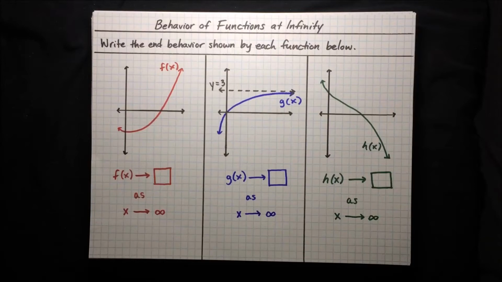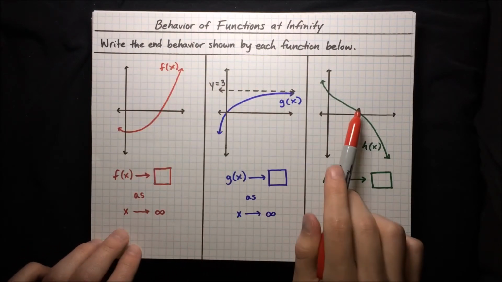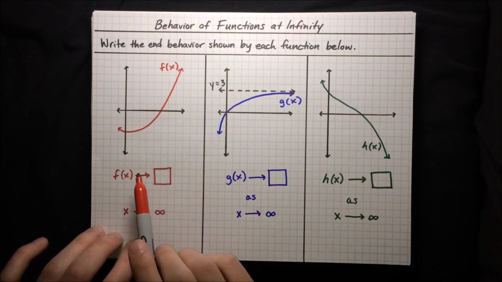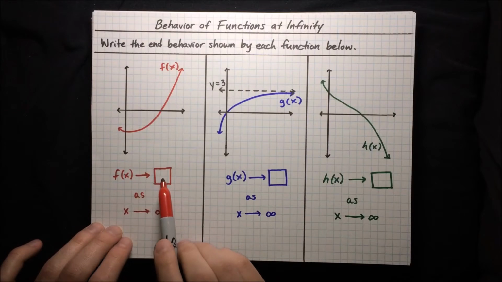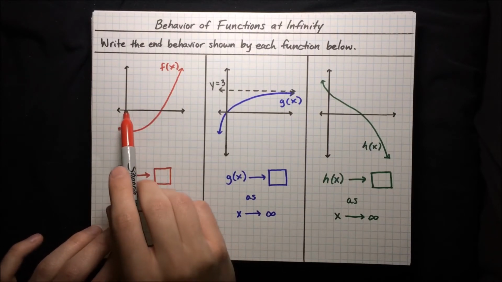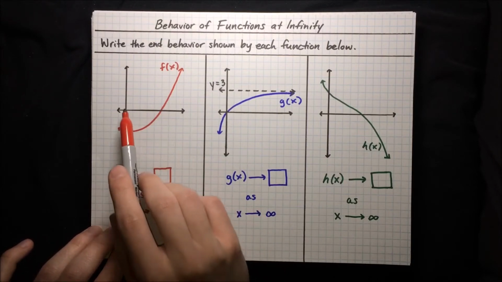In this video, I'm going to show you how to evaluate the behavior of functions at infinity. So we want to write the end behavior shown by all of these functions here. Let's start with the one on the left. So we want to say f of x approaches something as x approaches infinity. So really, as x gets bigger and bigger towards the right, what does f of x approach?